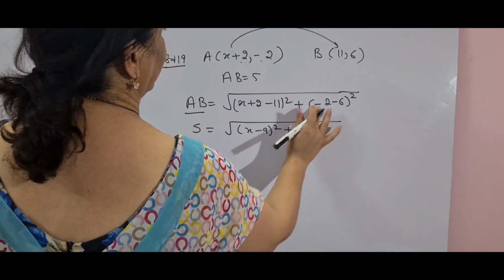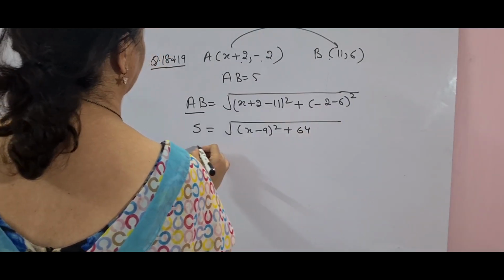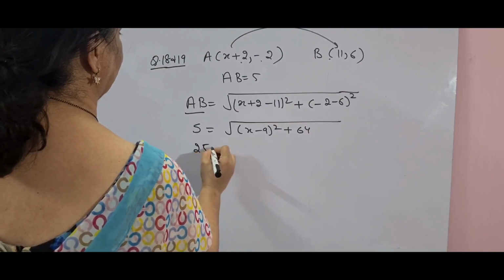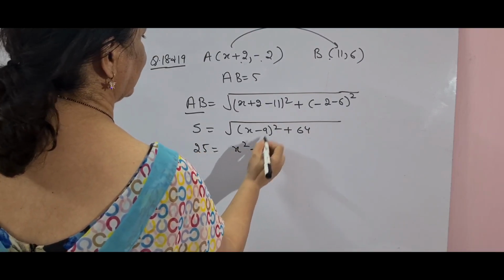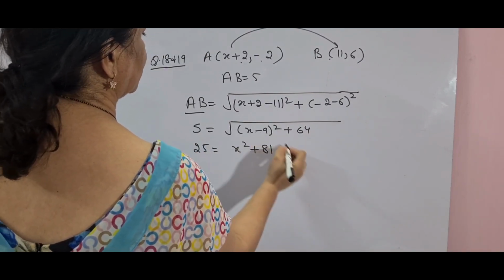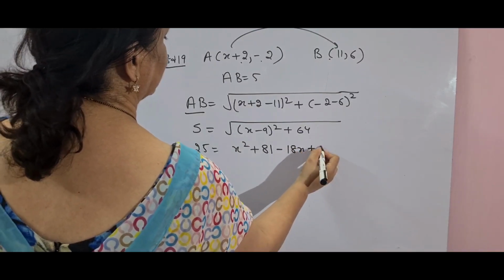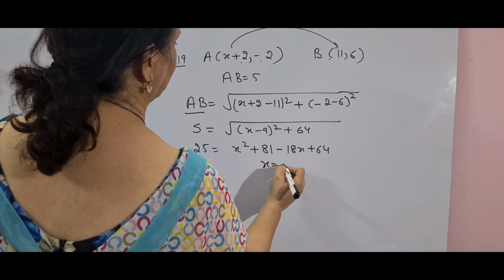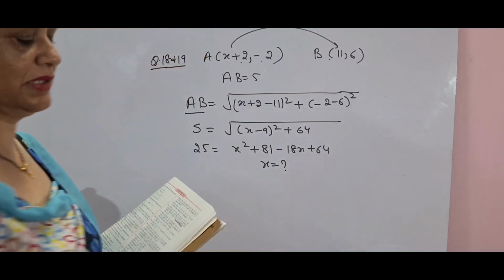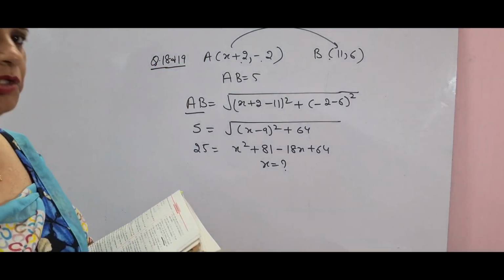Minus 8 square is 64. So squaring both sides, 25 equals x square plus 81 minus 18x plus 64. Again you will get two answers and both are your answers. No condition has been given, so both the answers are to be taken.